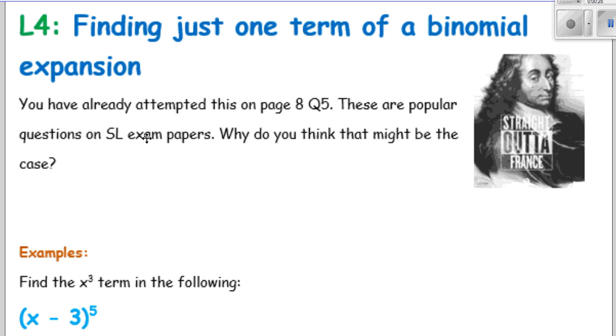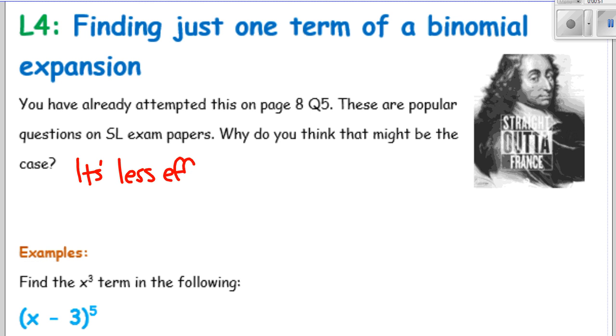Why do you think that might be the case? Why is it in the examiner's interest to ask for just one term? Because it's also something to mark. Less effort for them to mark, yep. Less time for them to mark. So it's super popular. In your topic assignment, you'll find stacks of them. So it's less effort for the examiner to mark.